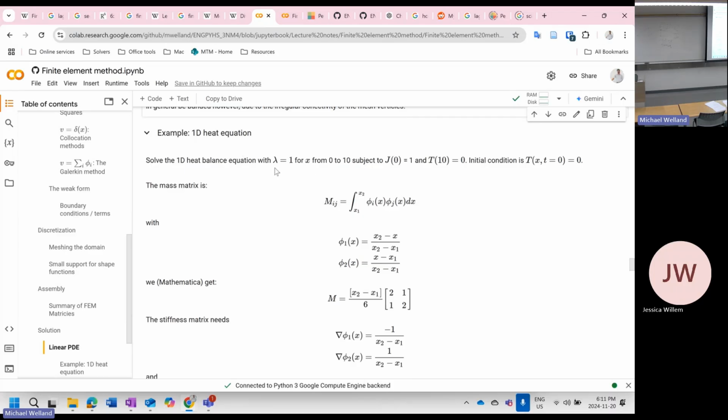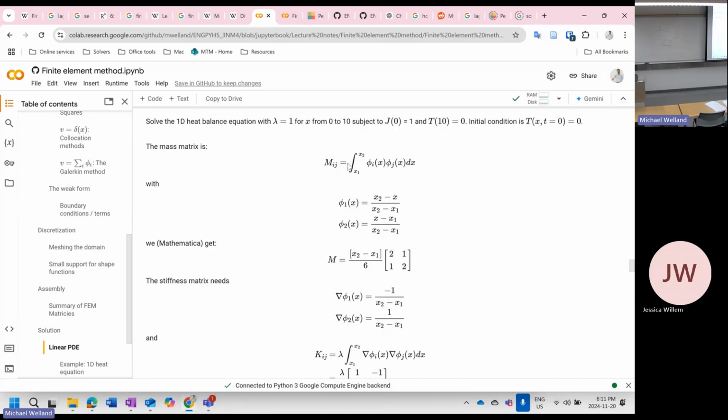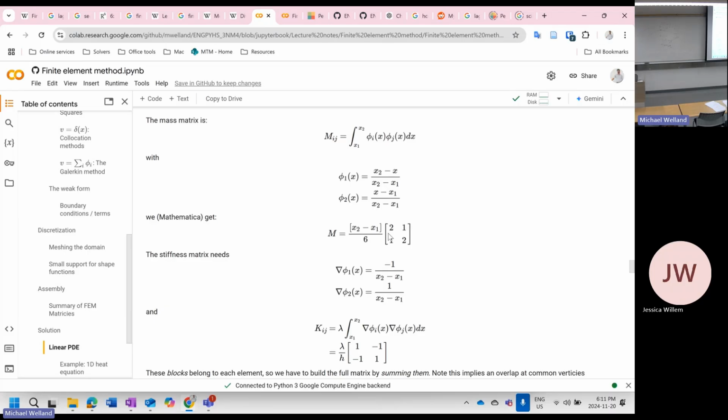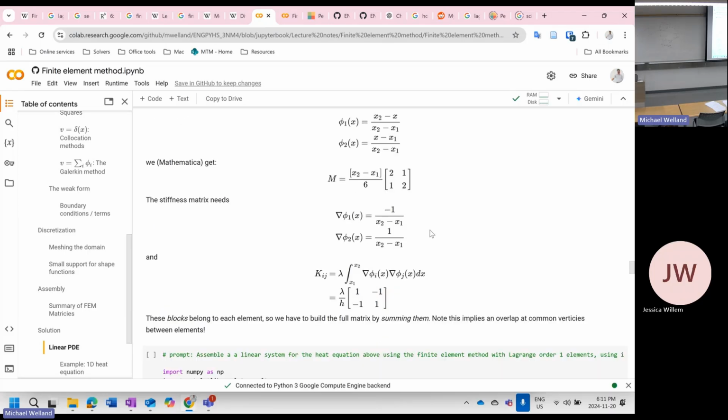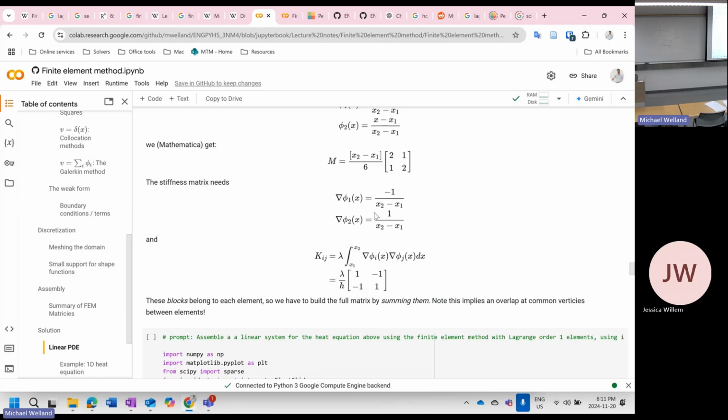Let's solve a 1D heat balance with lambda equals 1, 0 to 10, subject to a heat flux on the left side and a fixed temperature on the right side. Initial condition is temperature 0 everywhere. We can calculate our mass matrix, right? It equals this. When you do the Lagrange interpolation polynomials of order 1, these are your equations. You integrate it, you get a matrix that looks like this. Feel free to check my work. Don't bother, it's Wolfram.